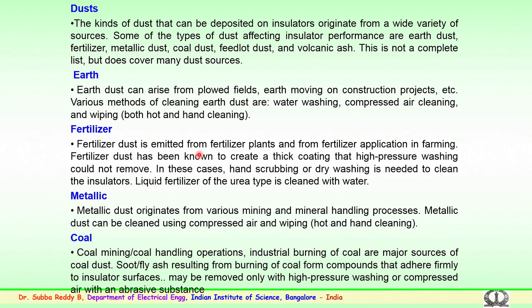The next is coal dust, from coal mining or coal handling operations. The dust gets settled on the surface of the insulators. Here again, industrial burning of coal is a major source of coal dust, soot or fly ash, which form compounds that adhere firmly to the insulator surface. This coal dust may be removed only with high pressure washing or compressed air with an abrasive substance.